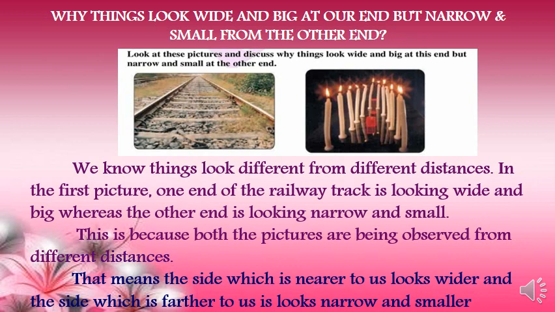While observing the candles, from one end we can say that the candles are looking wide and big. From the other end we can say that those are narrow and small. Why does this happen? This happens because things are being observed from different distances. That means the side which is nearer to us looks wider and the side which is further from us looks narrower and smaller.